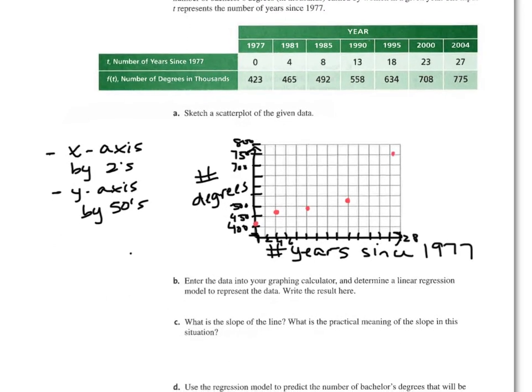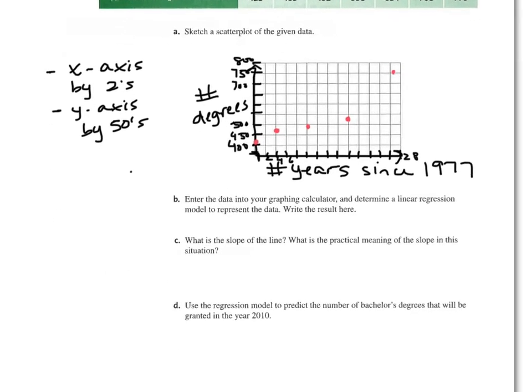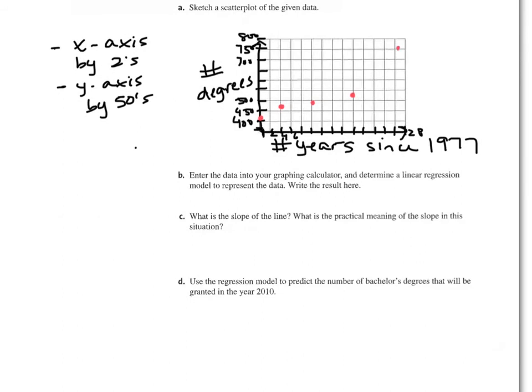But I do want you to now practice finding your best fit regression. So if you go on the calculator and do the exact same steps, your regression equation for this one is going to be about y equals 13.10x plus 405.30, so 405.30. So what's the slope of this line?